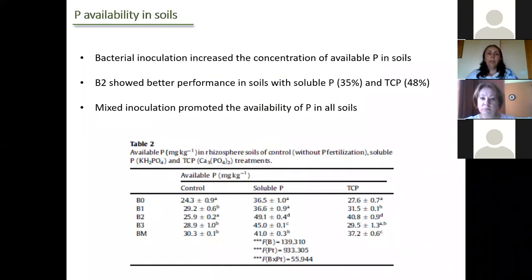In the case of P availability in soils, we can say that overall bacterial inoculation increased the concentration of available phosphorus in soil. The strain B2 was the strain that showed the best performance, increasing the available phosphate by 35% in the soils amended with soluble phosphate and 48% in soils with tricalcium phosphate. And here we can see also that mixed inoculation promoted the availability of phosphorus in all soils.